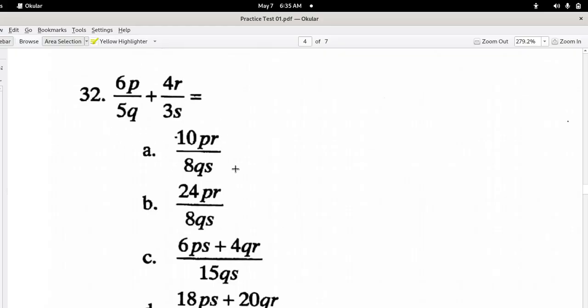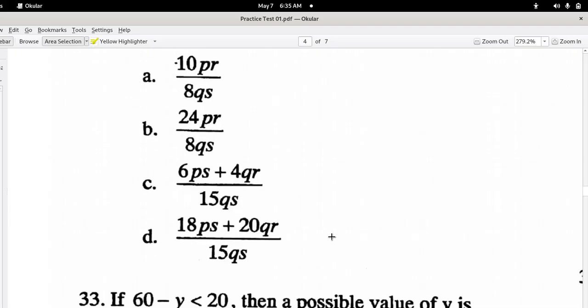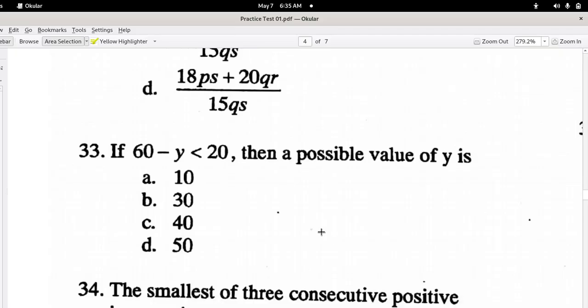You can also draw the line, find the LCM of 5q and 3s and work it out. Alright? You know that 5q into whatever you get there, or the LCM, is how many times? Then that times 6p gives you the answer. Alright, so you can work it out there.